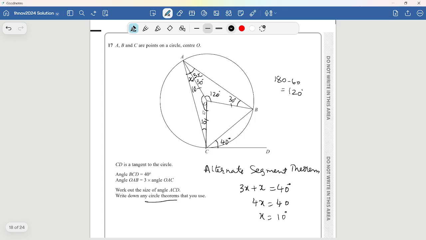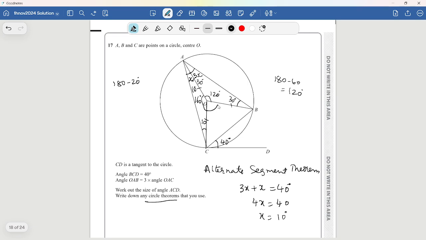That will make the remaining angle. So 10 plus 10 is 20. So 180 take away 20 degrees makes it 160 degrees. This is 160. So if this is 160, this part of the angle is 120.